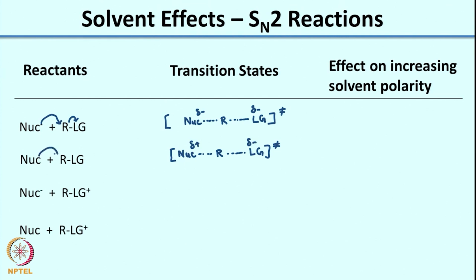So, when it comes in here, there will be a positive charge, this will leave with a negative charge. So, your transition state will look as I have shown you here. In the third case, your nucleophile is again charged like in the first case. In this case, both your reactants have charge associated with it. So, you will have delta minus. This will come here.